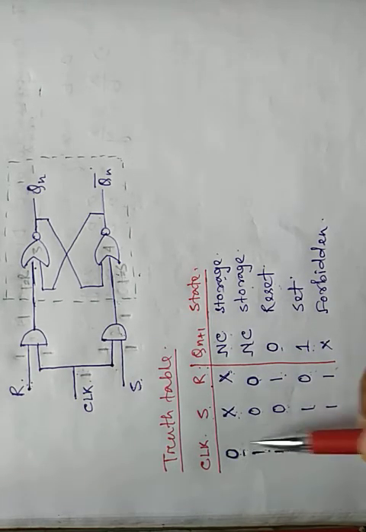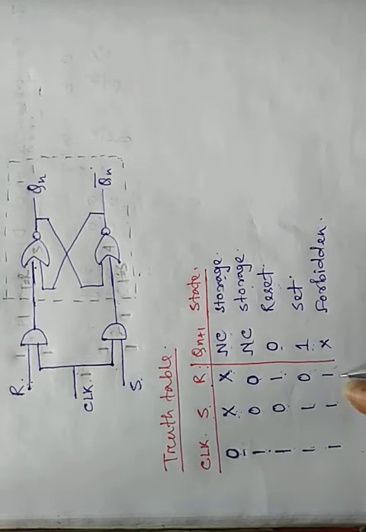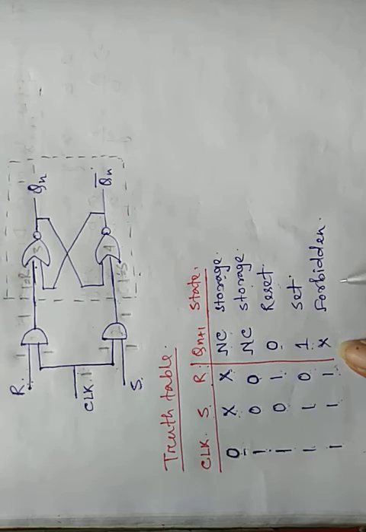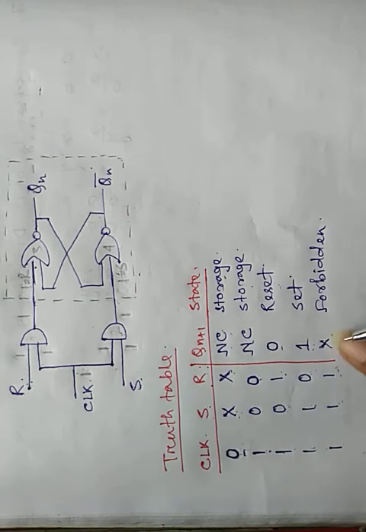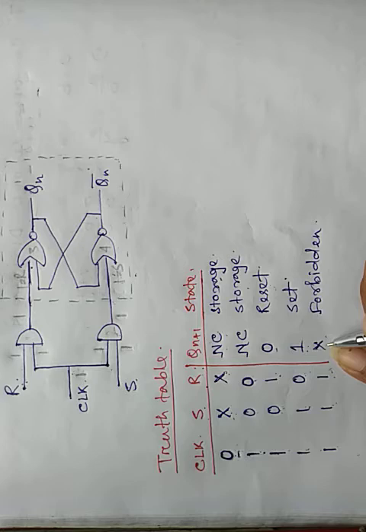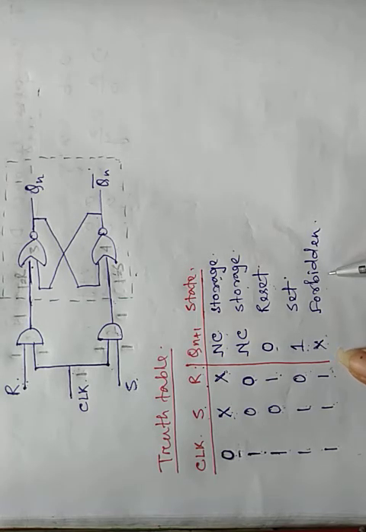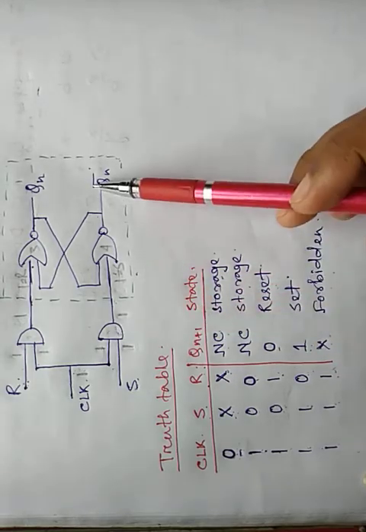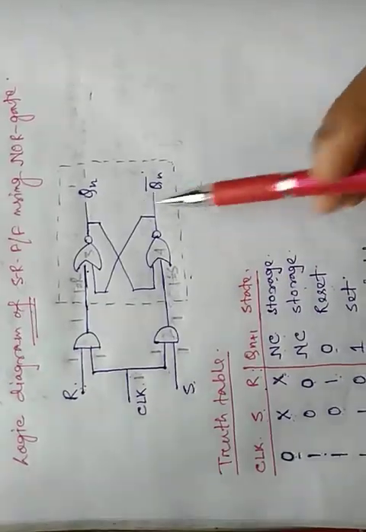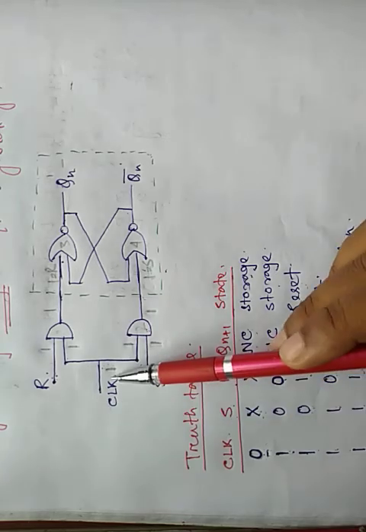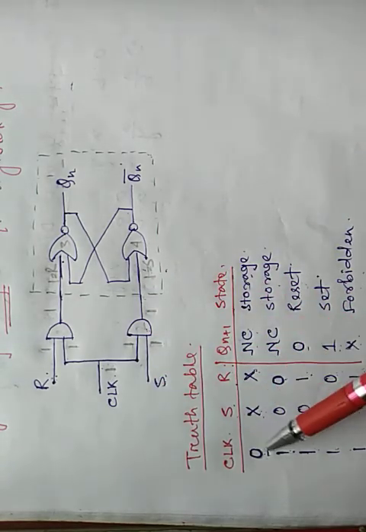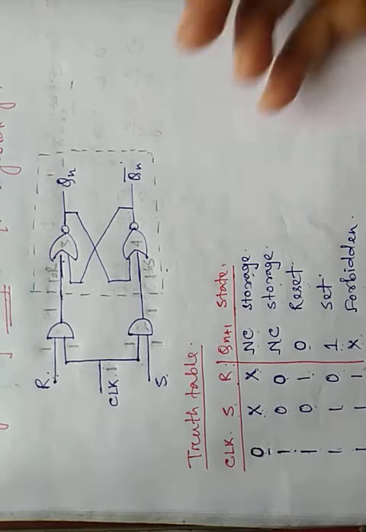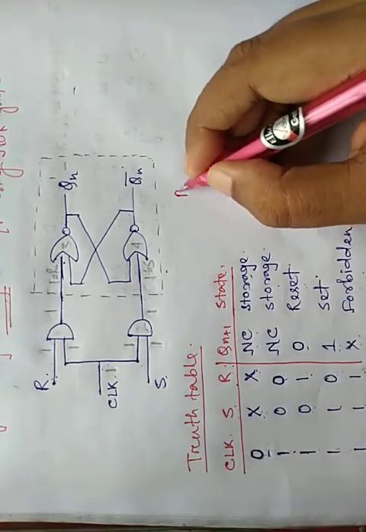And when the clock is 1 and S and R are both 1, this is an ambiguity or non-existing state. This is known as the forbidden state. So here we can see that the flip-flop gets activated, or we get changes in the output, whenever the clock signal is high, and whenever the clock signal is low, the flip-flop will not get activated.